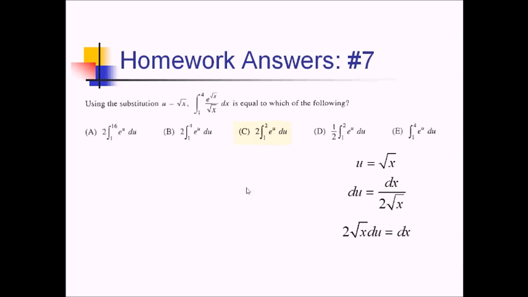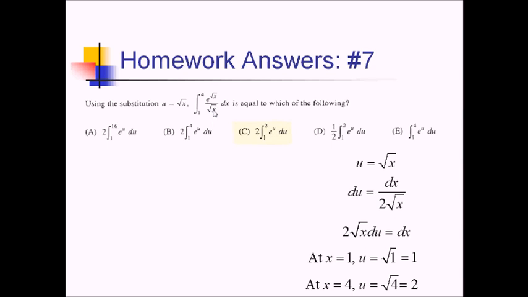Next, we have to swap out the x values in the original with u values. So if x equals 1, then u equals the square root of 1, which is just 1. And if x equals 4, u is going to be the square root of 4, which is 2. So we have the integral from 1 to 2 of e to the u over u. Well, actually, this is where it gets a little bit tricky.